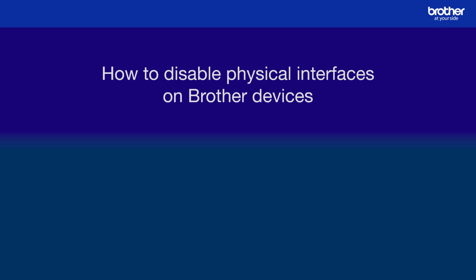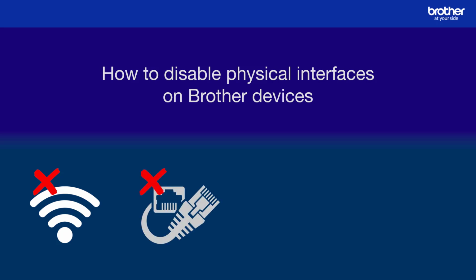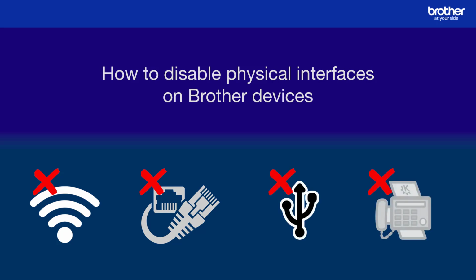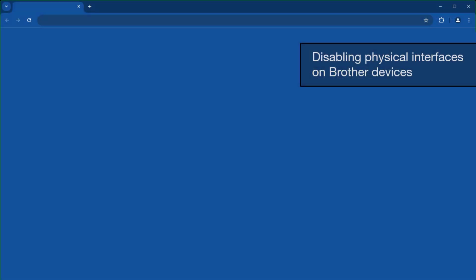Hello and welcome to this short video on how to disable physical interfaces on Brother devices. Interfaces including Wi-Fi, wired network, USB and fax interface. And to do it, you will need to access your Brother device's internal web server.